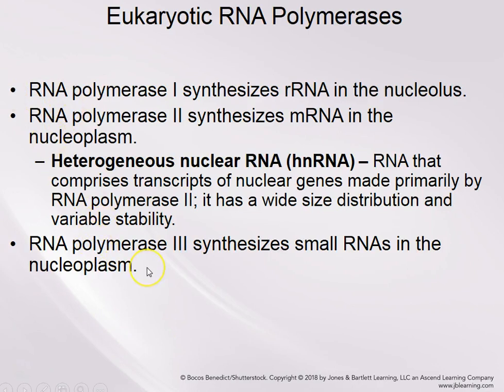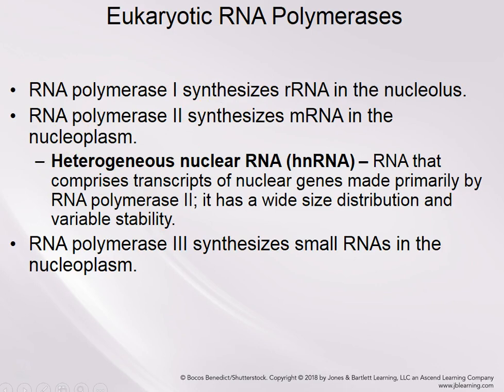What are the three different polymerases? So eukaryotic polymerases are 1, 2, 3. One makes ribosomal RNA in the nucleolus. 2 will make mRNA, as well as heterogeneous nuclear RNA, which comprises transcripts of nuclear genes that are made within the nucleus. And then 3 makes small RNAs in the nucleoplasm.